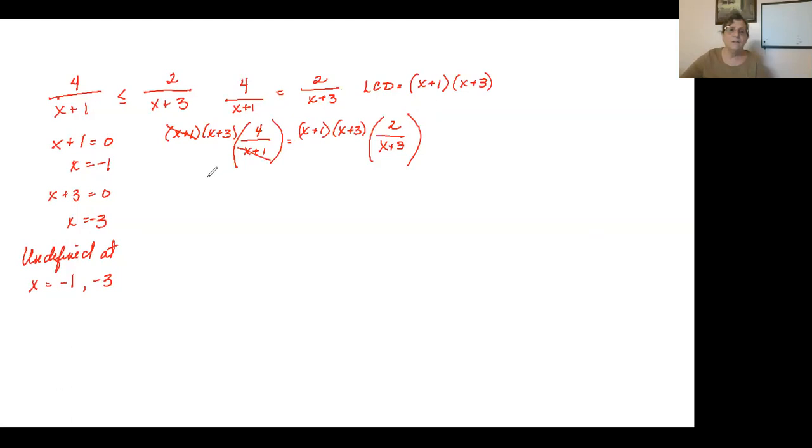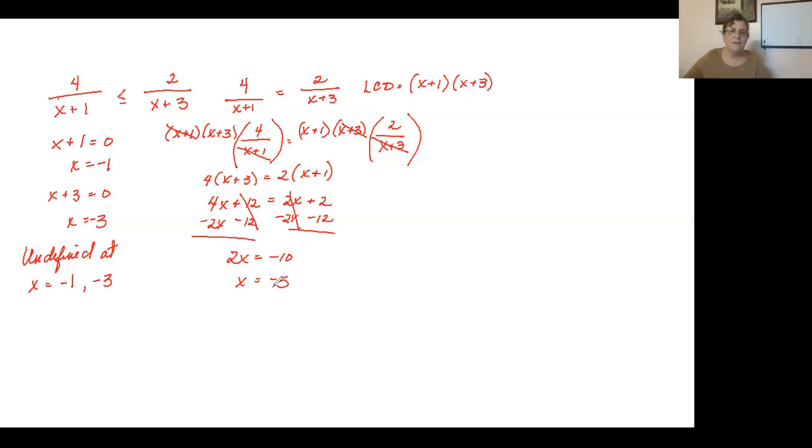Clear out the x plus 1s. So I've got 4 times x plus 3 equal to, the x plus 3's cancel, so I've got 2 times x plus 1. 4x plus 12 equals 2x plus 2, linear equation. Subtract 2x from both sides. Subtract 12 from both sides. 2x equals negative 10. X equals negative 5.